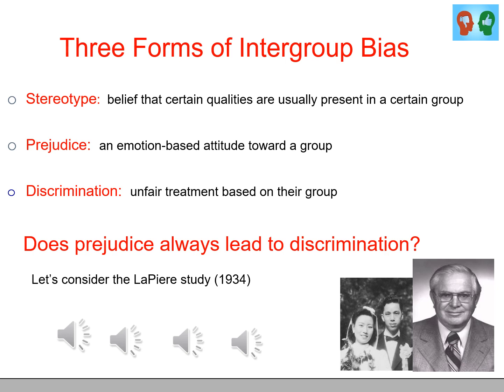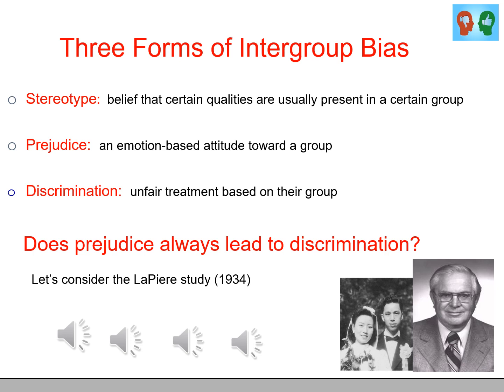This chapter focuses on 3 forms of intergroup bias, related and yet independent and distinct. First, stereotype. It's a belief that certain qualities are usually present in a certain group. So if you're a member of that group, you have that quality. These can be good qualities or bad qualities that might make you think that the person might benefit from a stereotype that's a good stereotype. Not necessarily. That can be highly variable and could clearly work against the group member under certain circumstances.